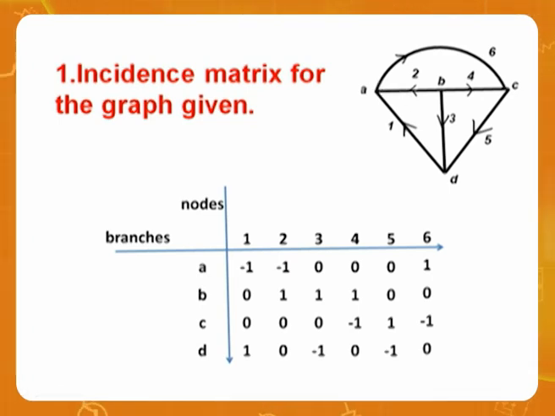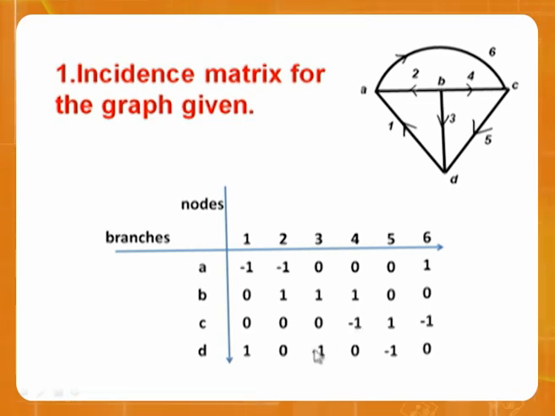Similarly, if you take B, look here: 3 is leaving, 4 is leaving, 5 is leaving, all are leaving, so we should put plus 1. Please observe 1, 1, 1. Look at C here: 4 is entering, minus 1; 6 is entering, minus 1; 5 is leaving, plus 1. Therefore, minus 1, plus 1, minus 1. Last, look at D: 1 is leaving, plus 1; 3 is entering, minus; 5 is entering, minus.